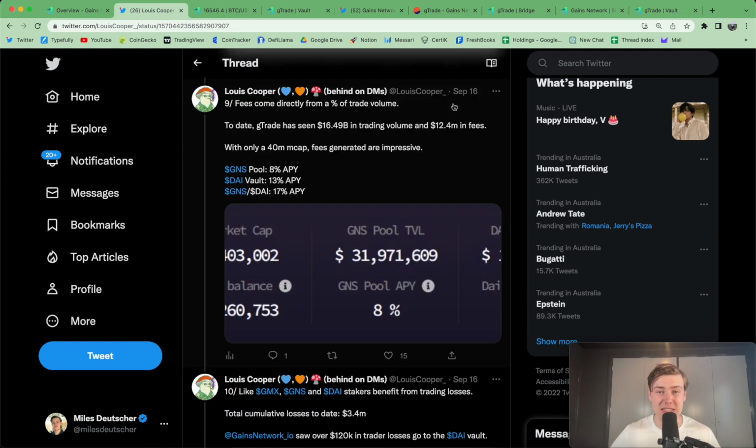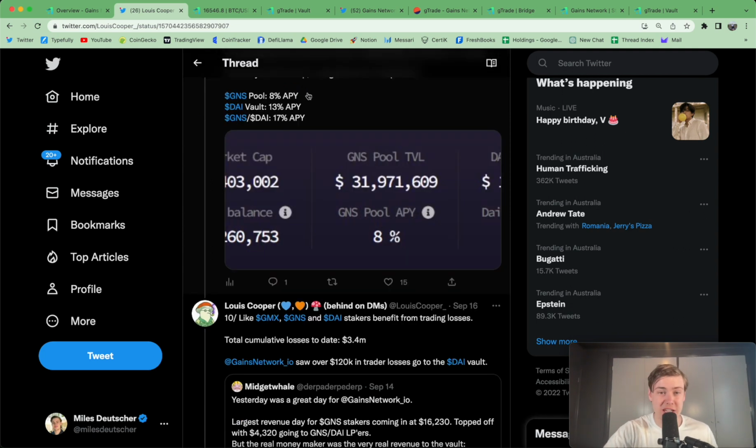The fees come directly from a percentage of trade volume, and this is how they pay out stakers for the GNS pool, which at the time of this thread, although it does fluctuate depending on the exact time you're viewing this video, was 8%, DAI Vault 13%, and the GNS DAI Vault 17%. But we'll get the updated data based on today's stats when we actually go ahead and stake ourselves.